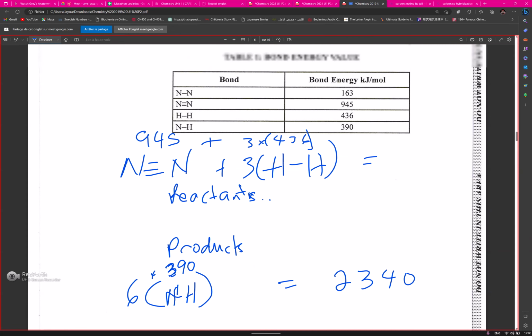So what is the answer for this? The nitrogen bonding, well, bonds plus the 3 hydrogen bonds. What's the answer for that? 1,003 what? 308. Right, and that's, you know, kilojoules per mole.